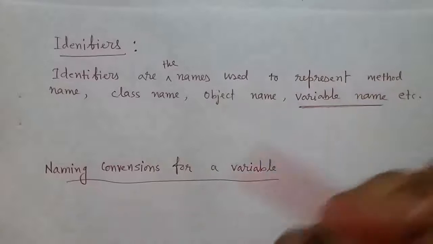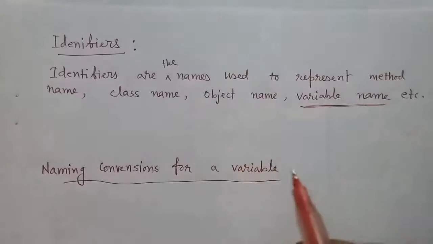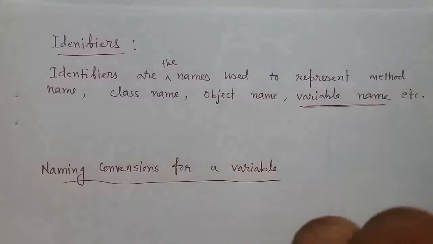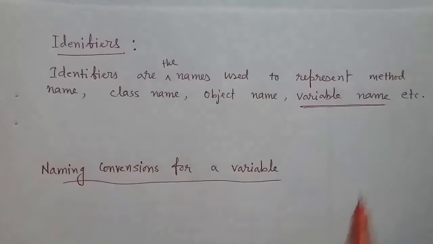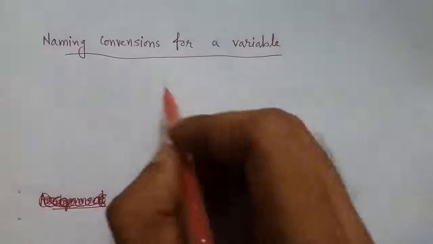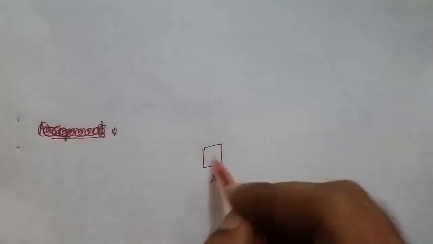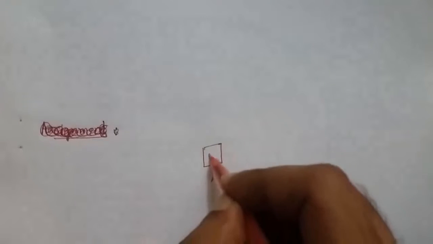So variables, what are variables? Variables are actually the named memory location. Variables are the named memory location where the actual values are stored. For example, suppose here there is a place in the memory A, and inside that A one value is stored, that is 16.